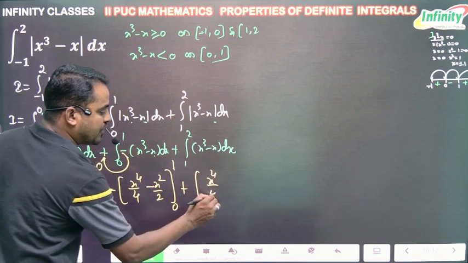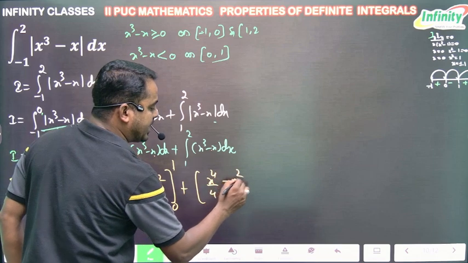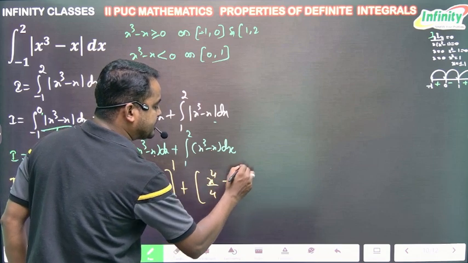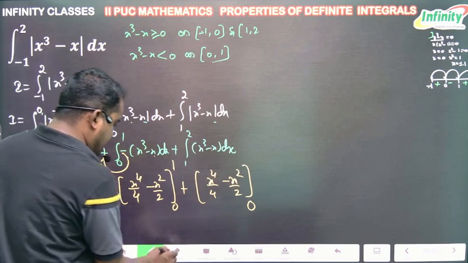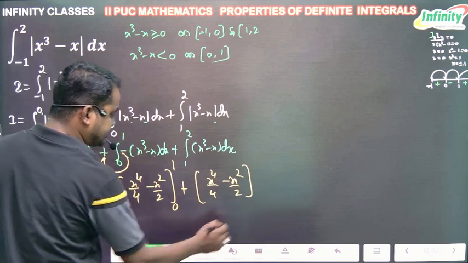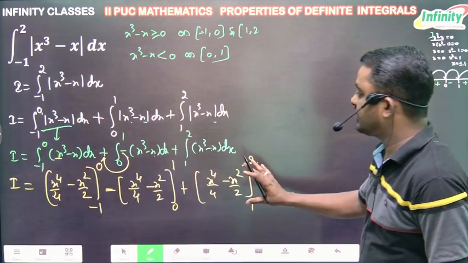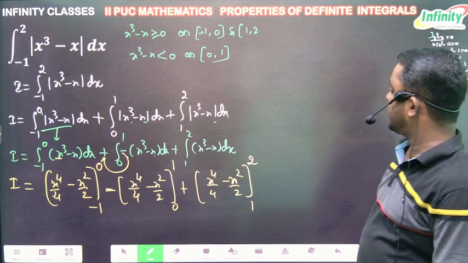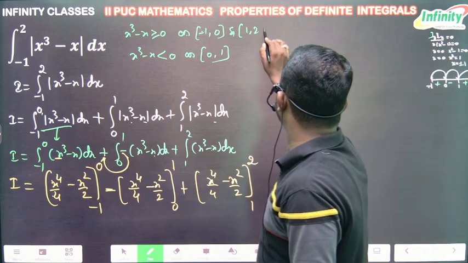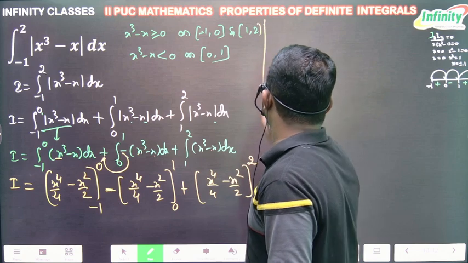X raised to 4 by 4. X integration is what? X square by 2, between the limits 1 to 2. I think you have got up to here now. Now the remaining part is what? Only simplification is there. See here how to simplify this one now.